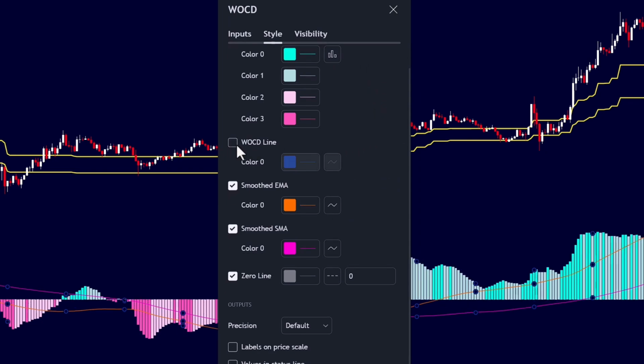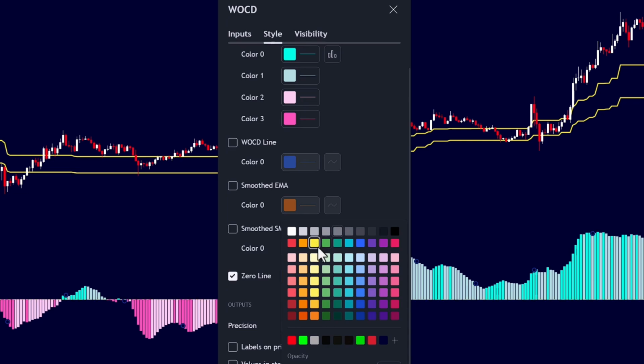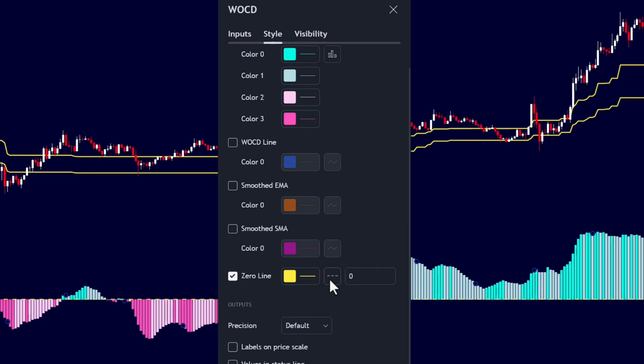I also recommend turning off the WD line, smooth EMA, and smooth SMA to keep the chart clean and focused on the key information. Finally, customize the zero line's color and thickness. This is a crucial reference point, so make sure it stands out on your chart by picking a contrasting color and a thickness that's easy to spot without being too overwhelming.